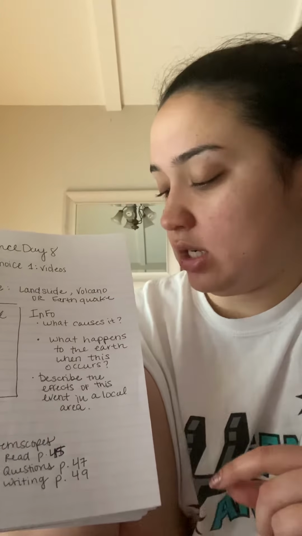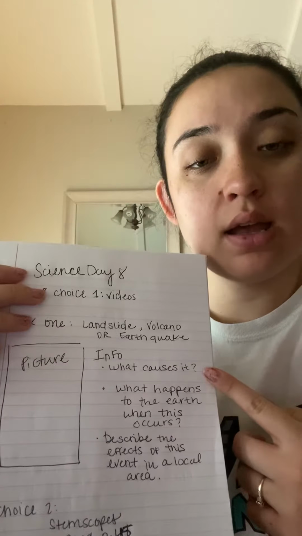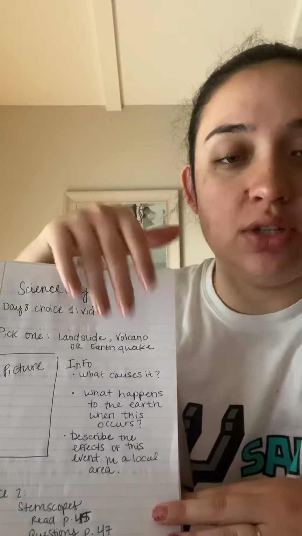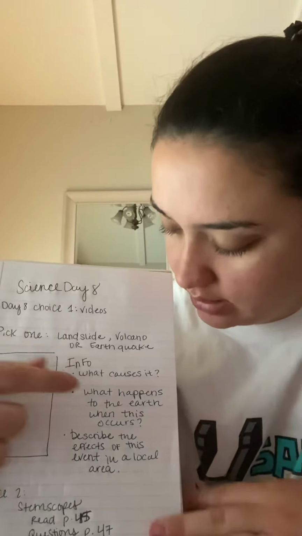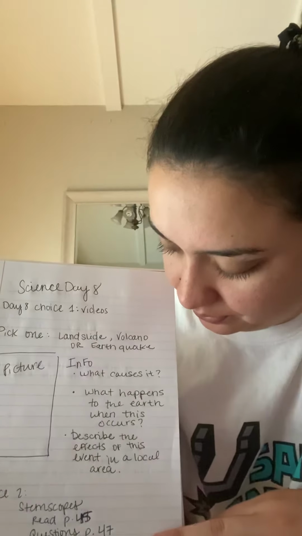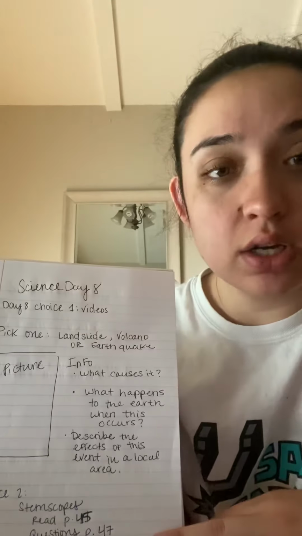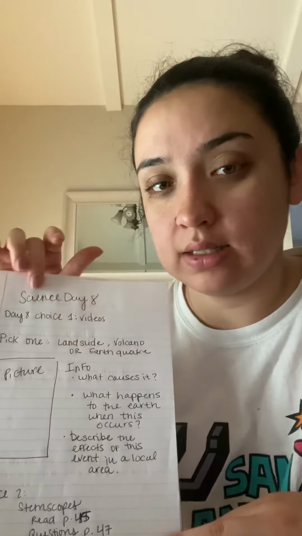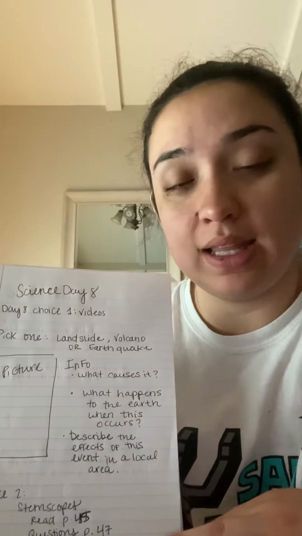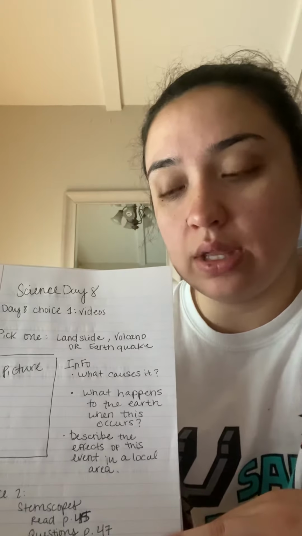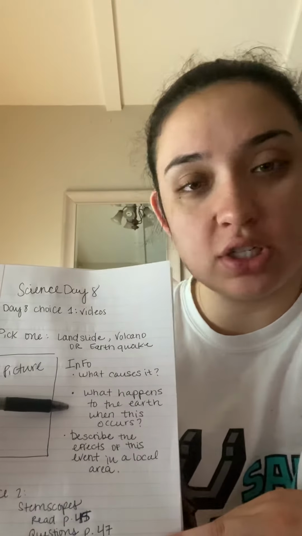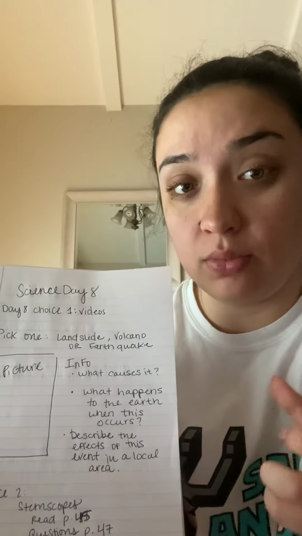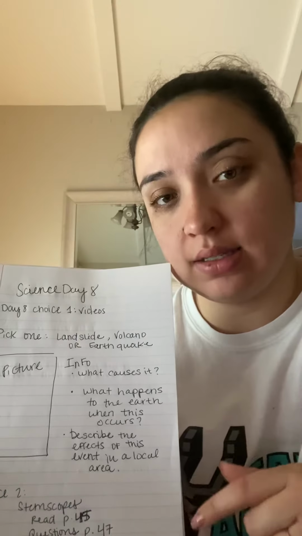So some information: which rapid earth change you pick, what causes it, what happens to the earth when this occurs. Different things happen in the earth when these 3 events happen with the plates of the earth. So think about that when you're answering that question. What is happening with the plates? How are they moving? How is the earth moving to cause this kind of event?